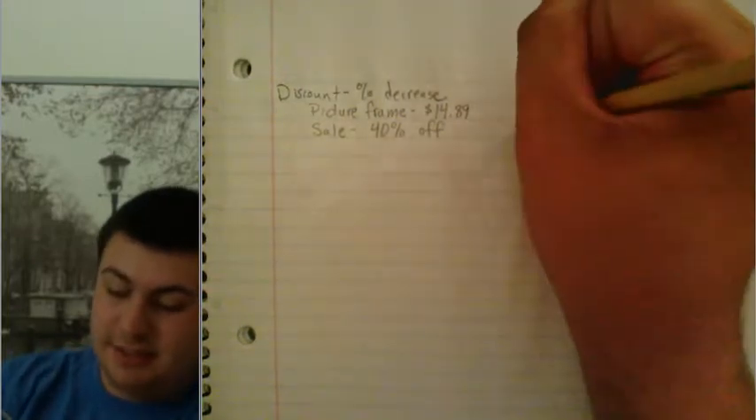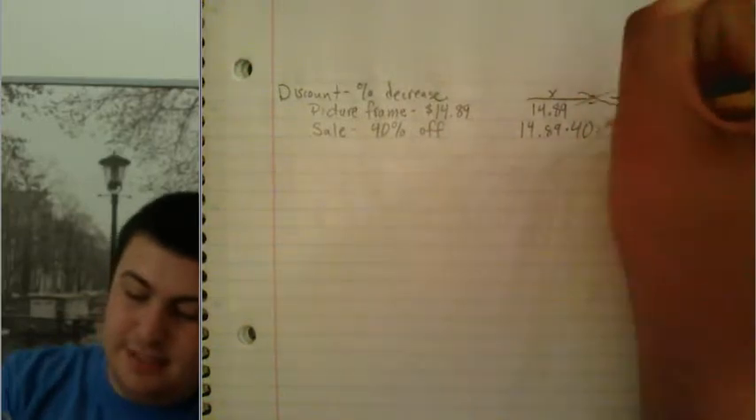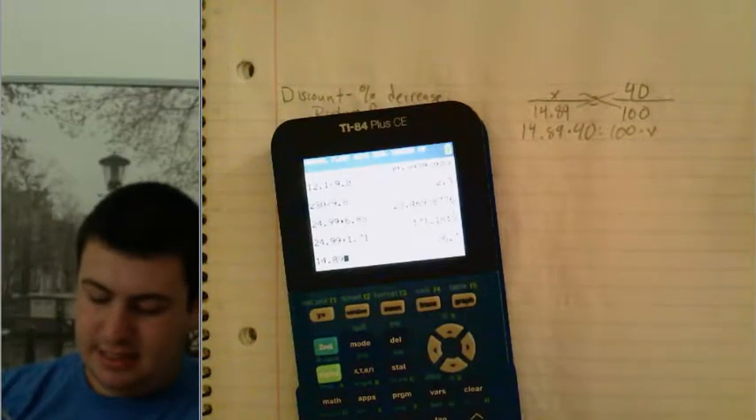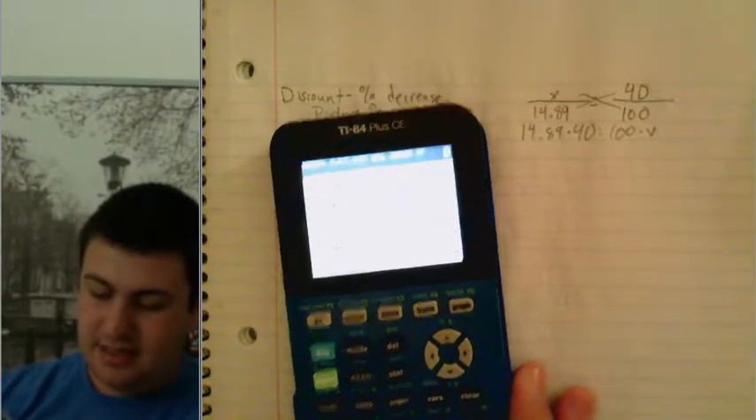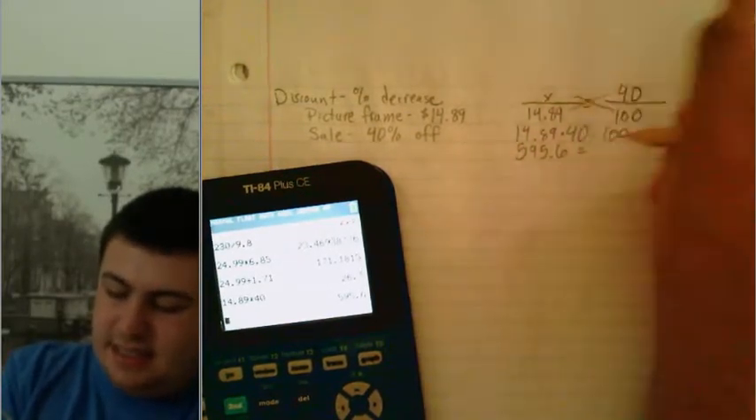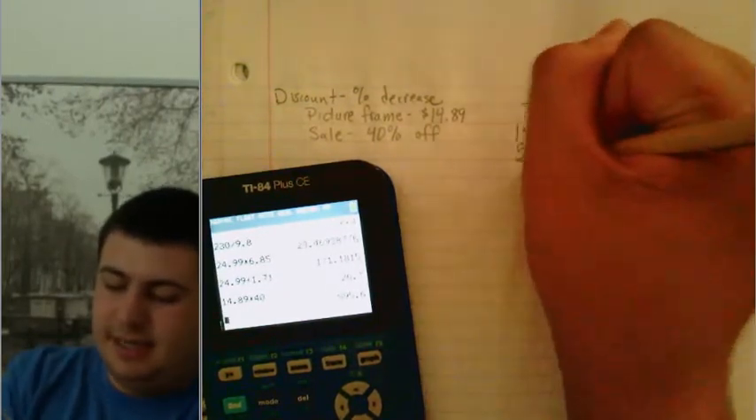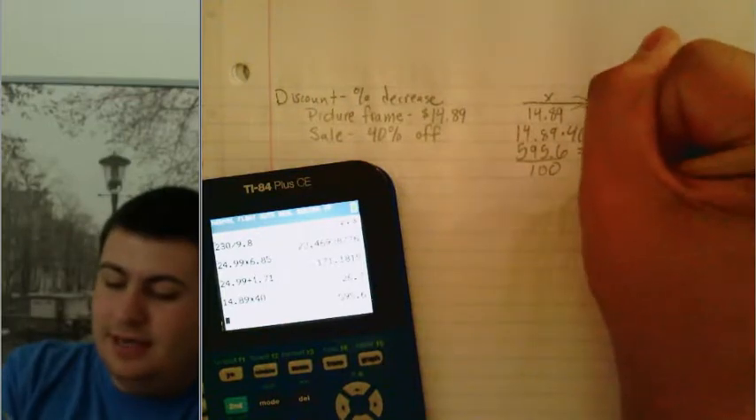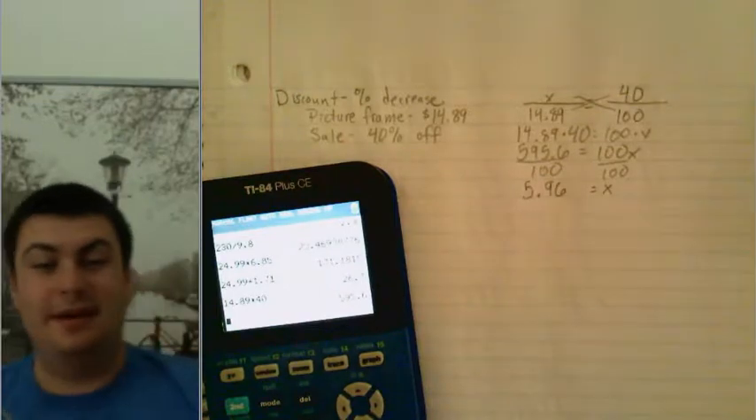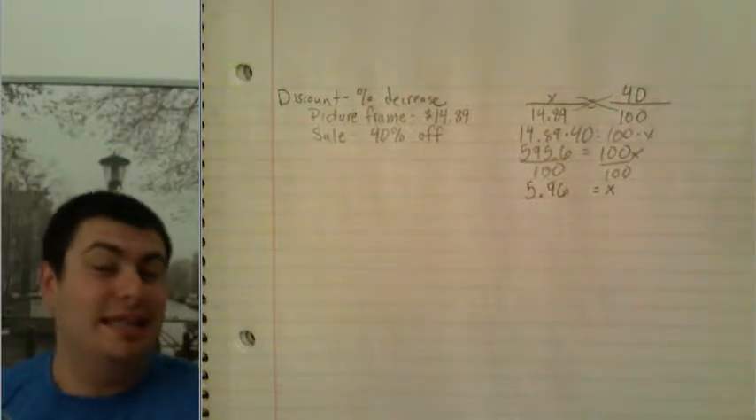So we're going to do our means extremes and do 14.89 times 40 equals 100 times x. So 14.89 times 40, that's 595.6 equals 100x. We're going to divide both sides by 100. And we now see that x equals 5.96 when we round it to 2 decimal places. Now, that's just the amount that the item cost changes.